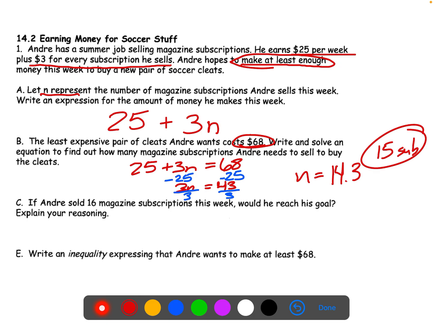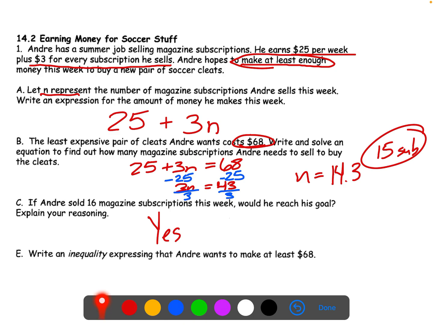And the next part says, if Andre sold 16 magazine subscriptions this week, would he reach his goal? Well, if 15 is going to help him reach his goal, 16 is just going to provide extra money. So, of course, that would work. Lastly, write an inequality expressing that Andre wants to make at least $68.